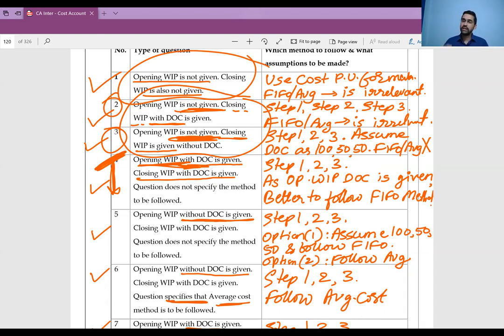Some students, they start, but after first table, second table, they're stuck. Now they don't know what to do. To overcome this, making these kind of summary notes will help. Now for example, one question comes in exam for 10 marks. Some WIP given, some DOC given, etc. Now, if you properly understand this table, you know what you will do?